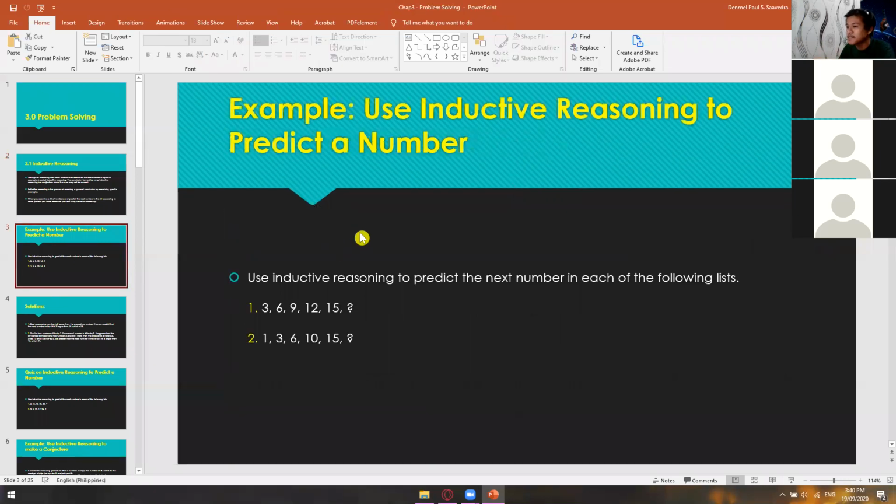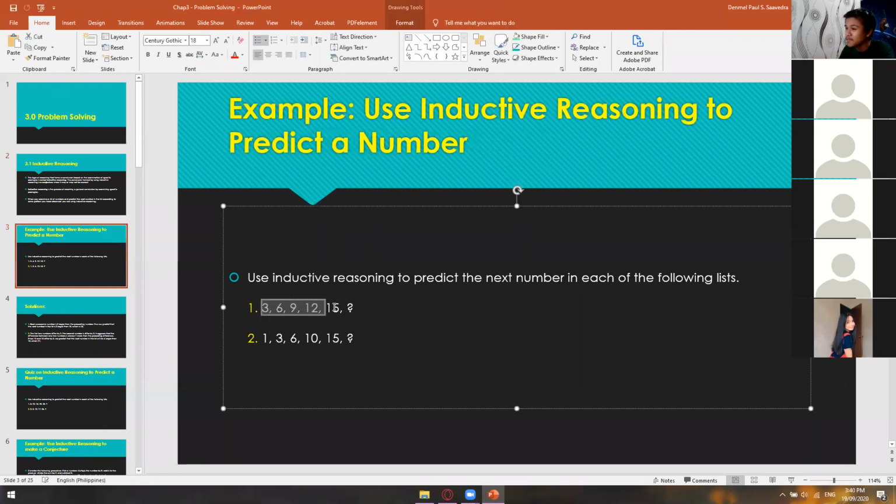Okay, so let's have an example. A simple example. Use inductive reasoning to predict a number. Meron tayong 3, 6, 9, 12, 15. Anyone who wants to answer? What is the next? 18. Okay, that's good. So, saan natin nakuha yun or saan natin binase? From the example itself. This one is incrementing by 3. 3, 6, 9, 12, 15, 18, 21.